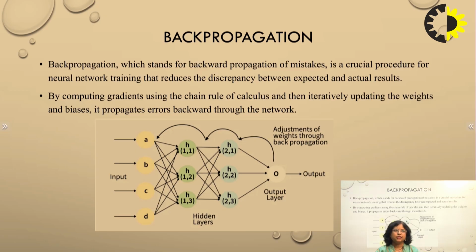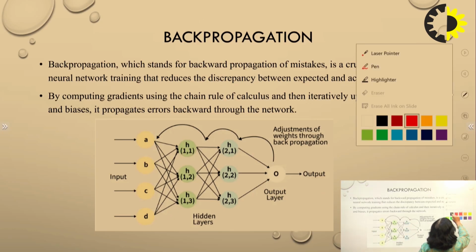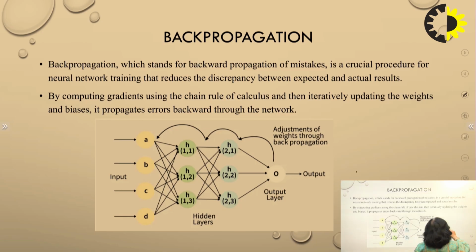So basically here we can see that this is an example of a neural network. In this neural network, any basic neural network consists of a minimum of 3 layers. The first one is the input layer, the second one is the hidden layer, and the last one is the output layer.